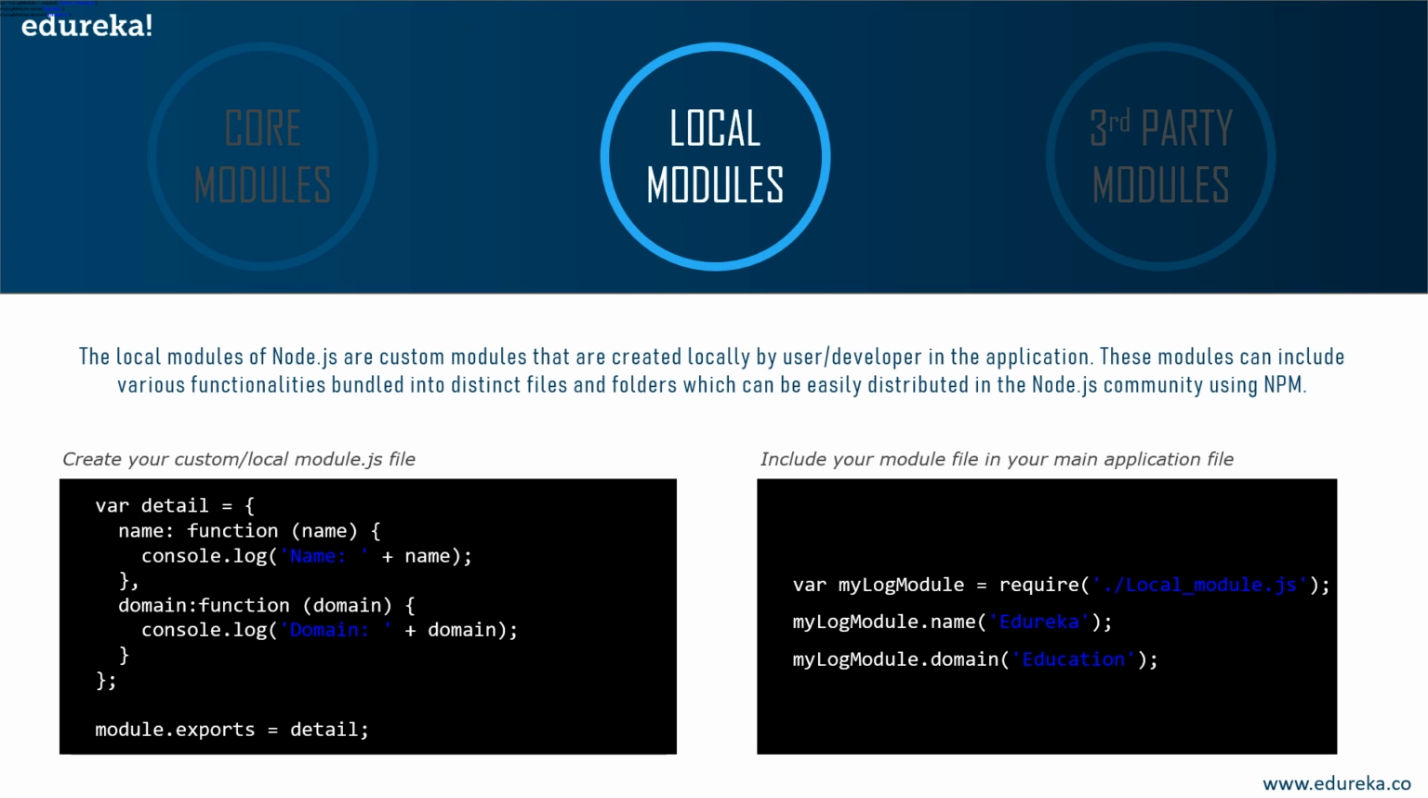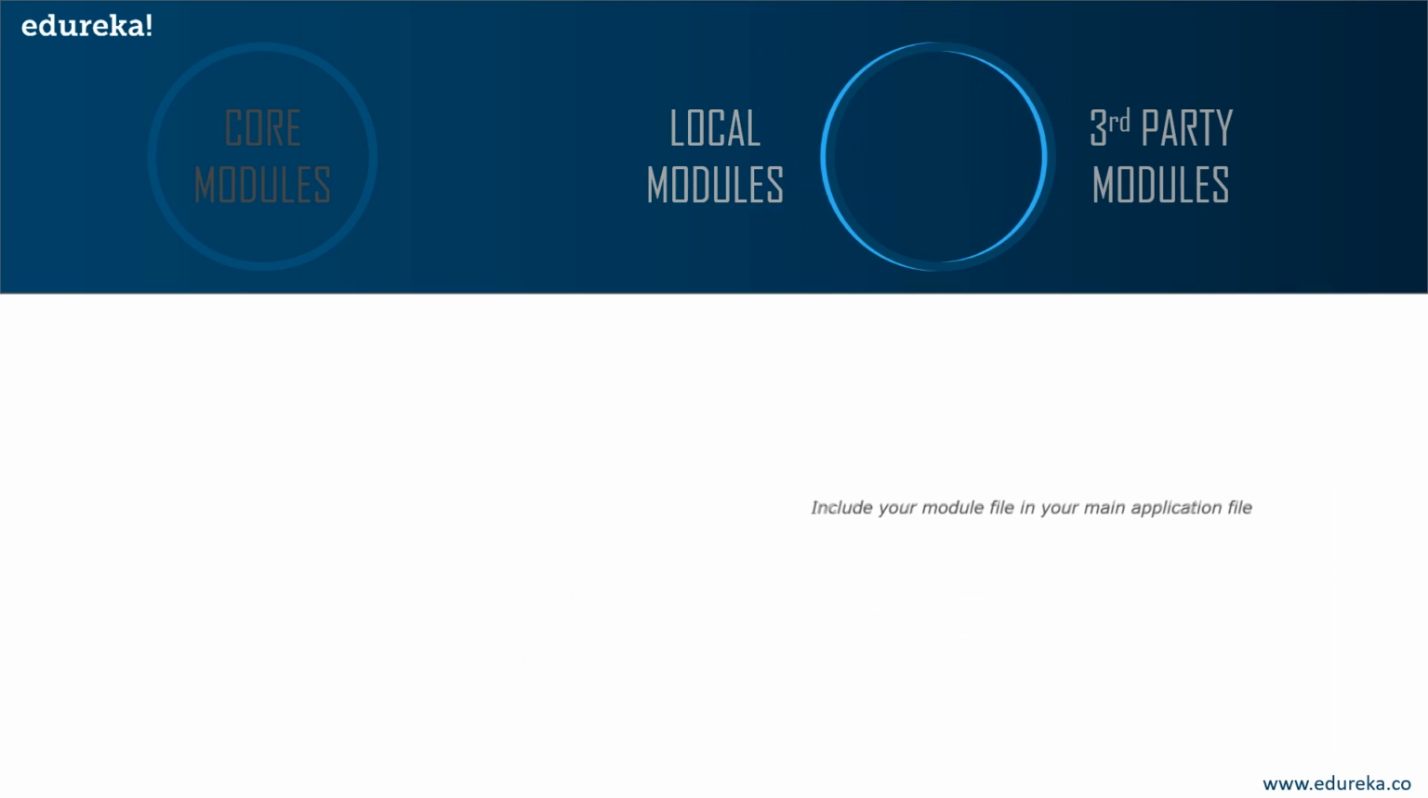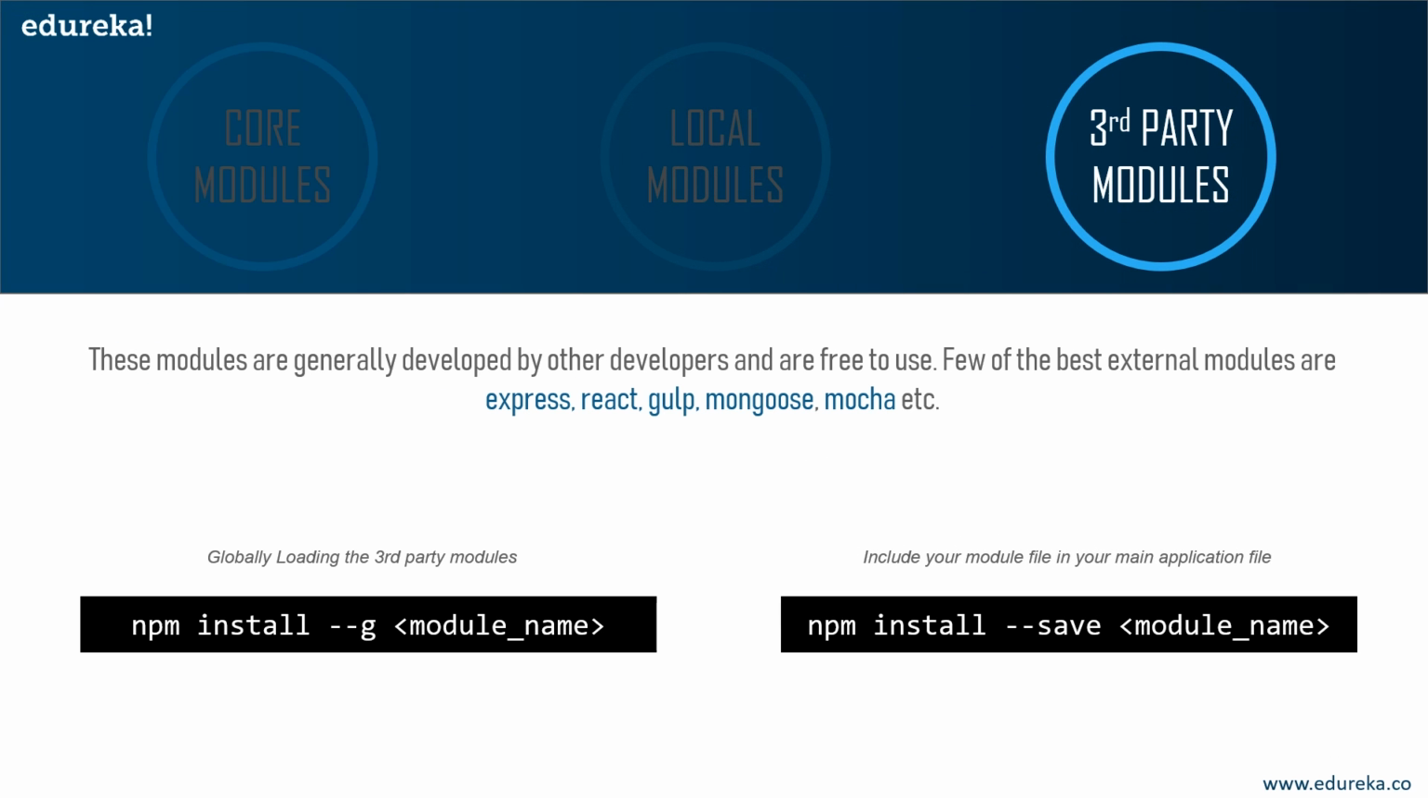And then local modules. It is something that a programmer builds. It could be a function, it could be an object, it could be anything. The programmer builds and exports it so that other team members or other programmers can import that module and use it. It's like a custom module. And then third-party modules. These would be installed through the NPM repository.